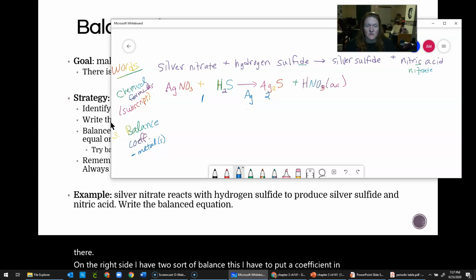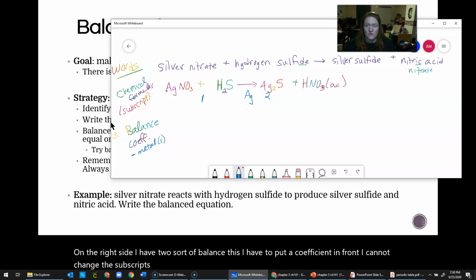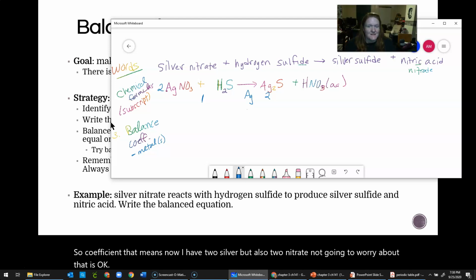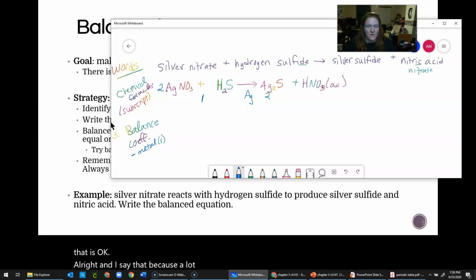I cannot change the subscripts once I have decided what the charges are, that the charges are balanced. So coefficient. That means now I have 2 silver, but also 2 nitrate. I'm not going to worry about that. It's okay. And I say that because a lot of people get really anxious about it. Just let it go. It's fine.